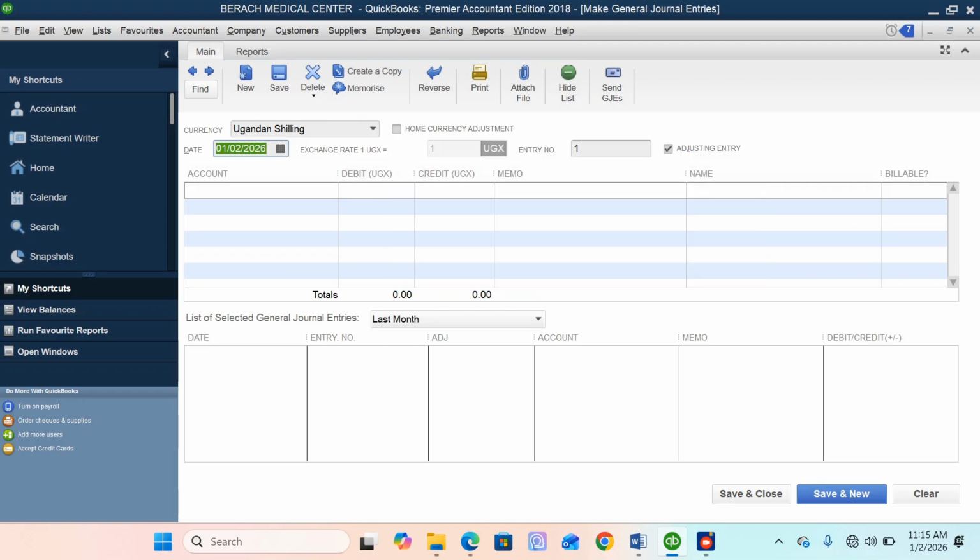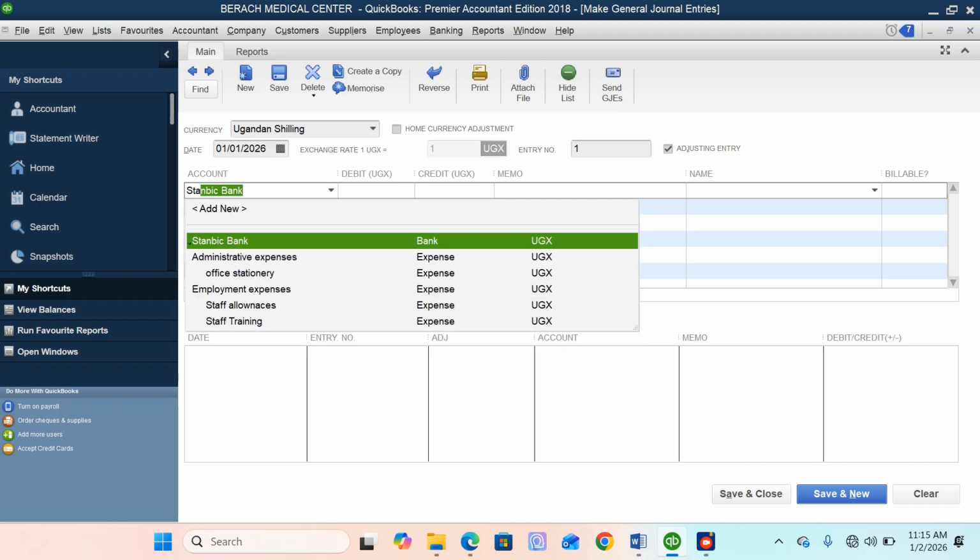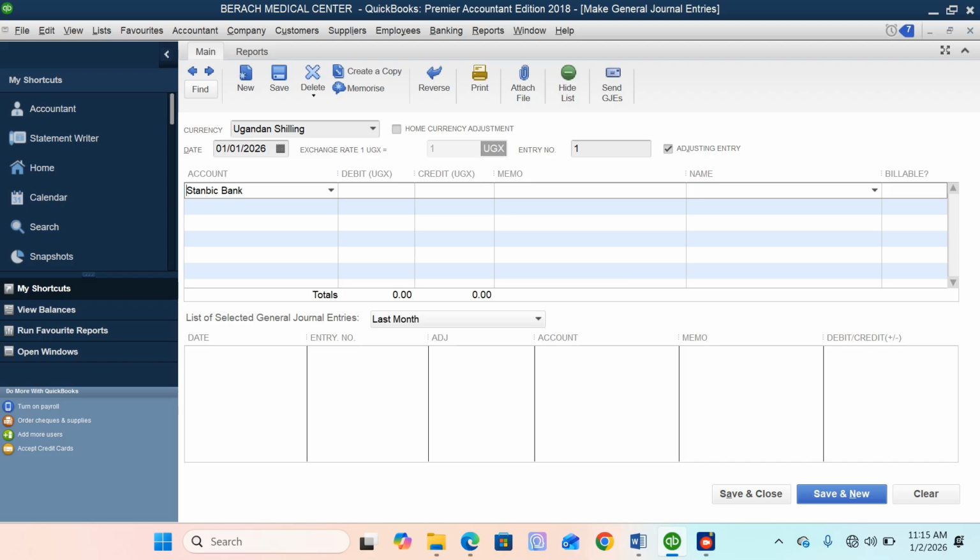Okay, the date when the bank gave us the loan was perhaps 1st January 2026. And that money came into our bank account, Stanbic Bank. How much was it? 50 million. So we are debiting. You see this journal entry table. It has the account here, it has a debit here. So whatever account is debited here, you put the amount under debit. If it's supposed to be credited, you put under credit. So when we get a loan and our cash at the bank is increasing, we debit bank. So Stanbic Bank is debited by 50 million.